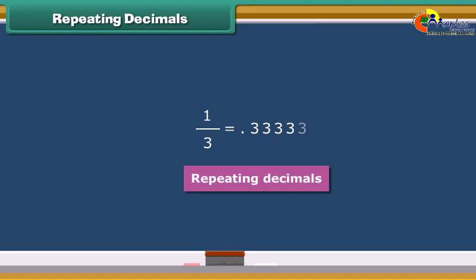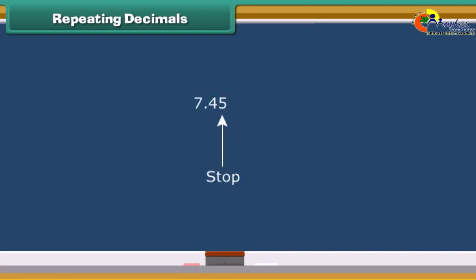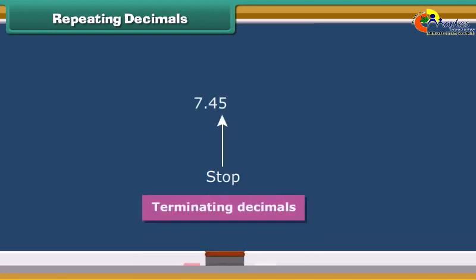You can round off the number after the 3/10 or 300, but it is more accurate to put a line over the last number. This line indicates that the number keeps on going. And the decimals that stop are called terminating decimals.